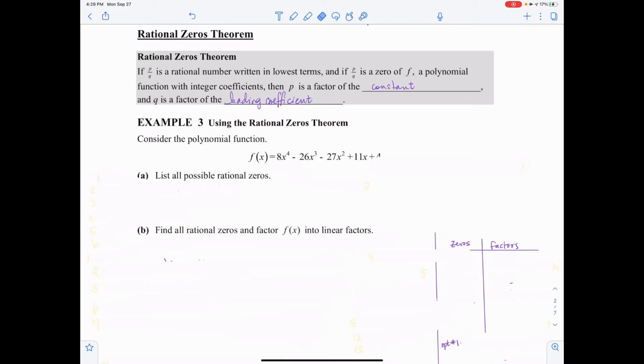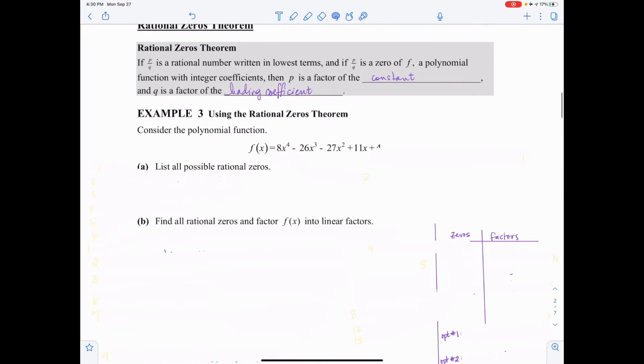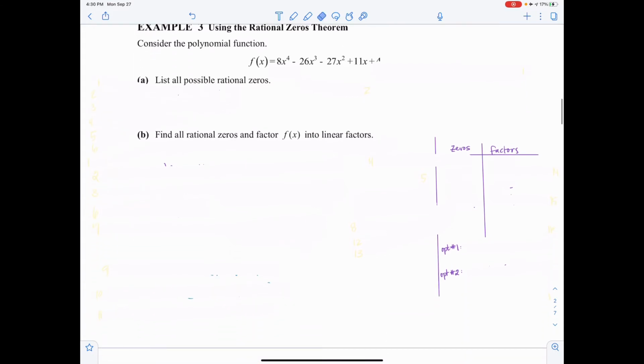All right, so the first thing that we want to do then is when we look at example number 3, using the rational zeros theorem, we've been handed a polynomial. What we want to do is find the factors of the constant and find the factors of the leading coefficient. So when you look at our example here, our constant is the number 4. I have that hidden from you a little bit, but our constant is 4.